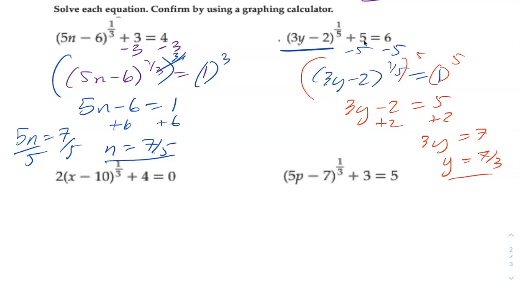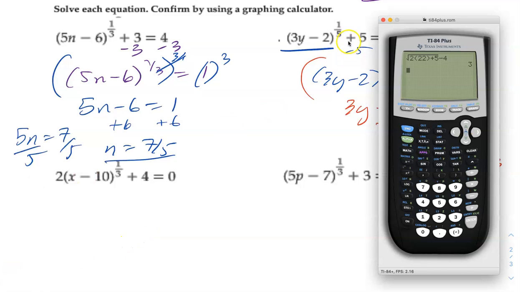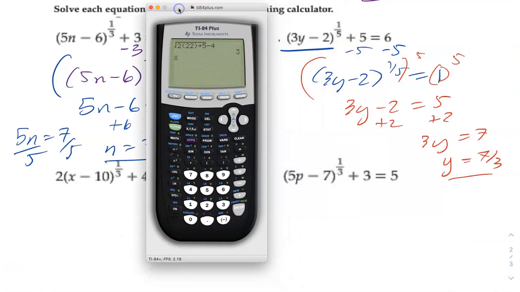Again, check your work again if you want. 7/3, 3's cancel, you get 7 minus 2 is 5. 5 to the 1/5. That might not work. Let's confirm that using our calculator. That's why you check your work, because that might be off. So 1 to the 5th, making sure I did everything right. No, I did not do everything right. I messed up.